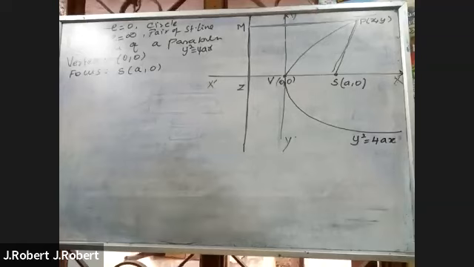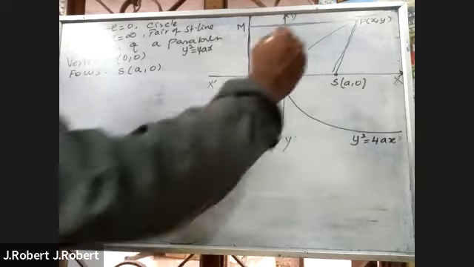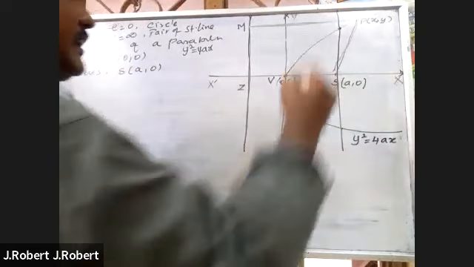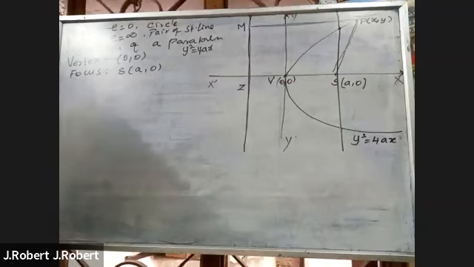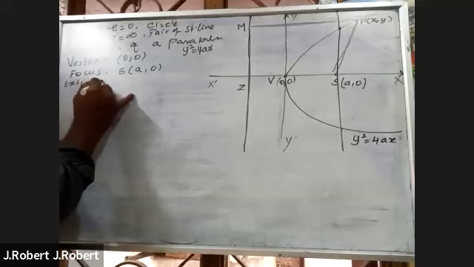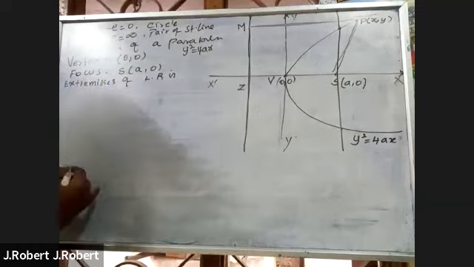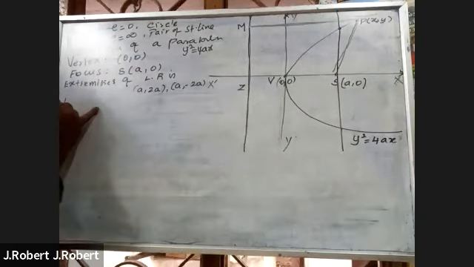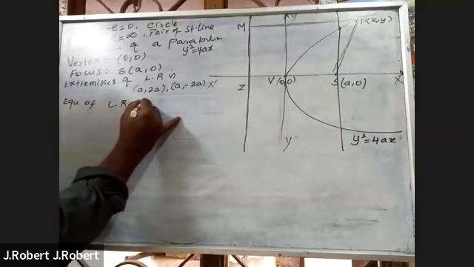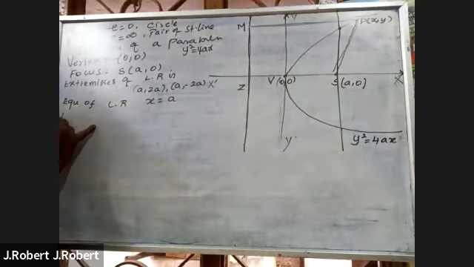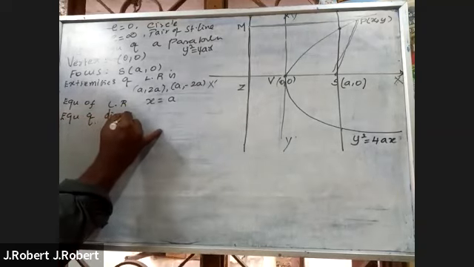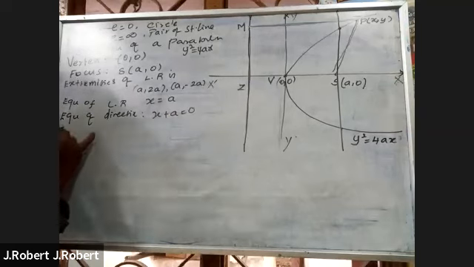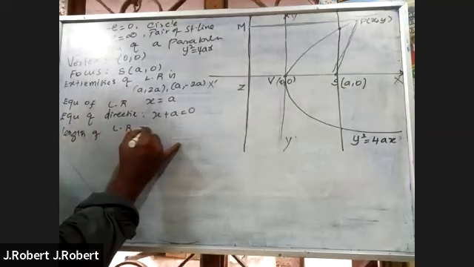What is the latus rectum? The latus rectum passes through the focus. The extremities of the latus rectum are (a, 2a) and (a, -2a). The equation of the latus rectum is x equal to a. The equation of the directrix: x plus a equal to zero. The length of the latus rectum is equal to 4a.